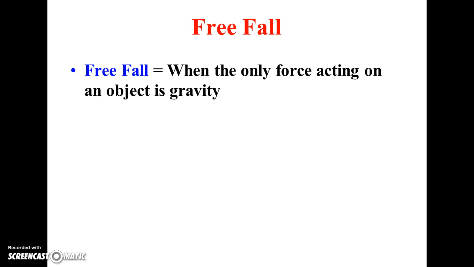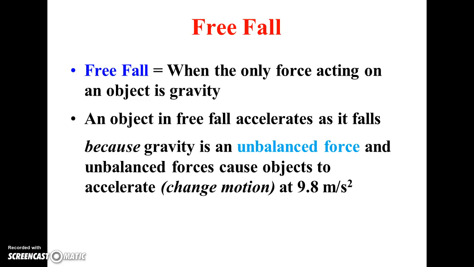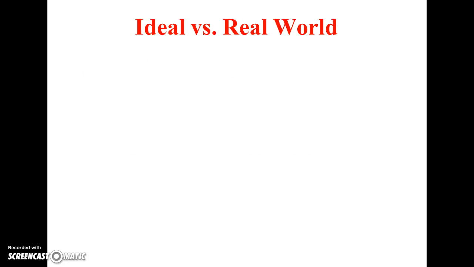So we say an object is in free fall when the only force acting on it is gravity, which never really happens because we're always going to have some air resistance, so technically nothing's ever in free fall, but let's just assume the only force acting on an object is gravity. When gravity acts on that object, it's going to make the object accelerate because gravity is an unbalanced force. It's going to cause all objects to accelerate at 9.8 meters per second squared here on Earth.